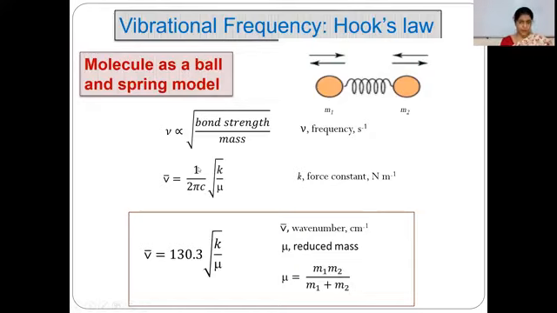If we solve this quantity, taking the value of pi as 22 by 7 and c as the velocity of light, then the final value will be 130.3 under root k upon mu. That means the vibrational frequency, or the energy required for the vibration of a particular bond, depends on the force constant and reduced mass.